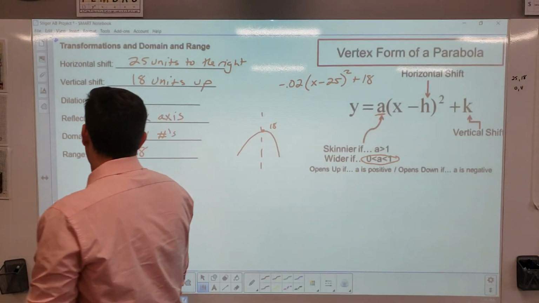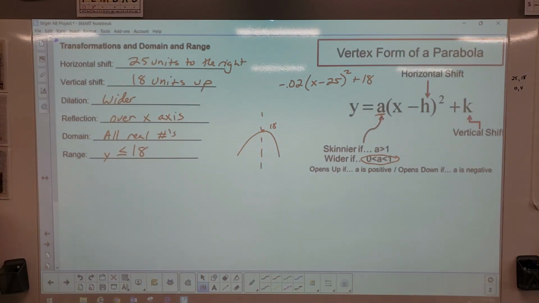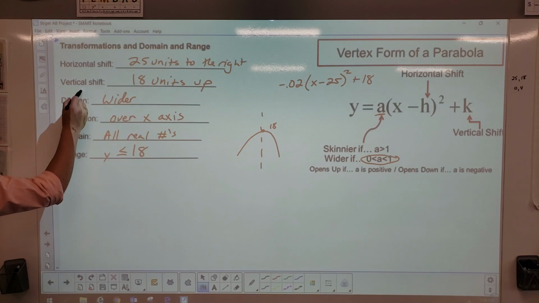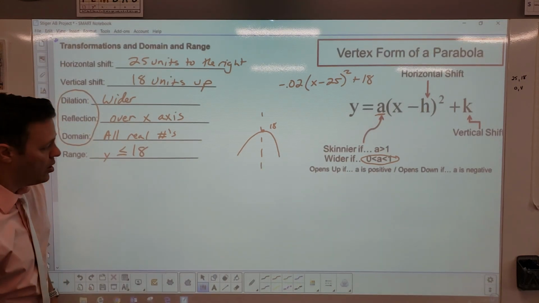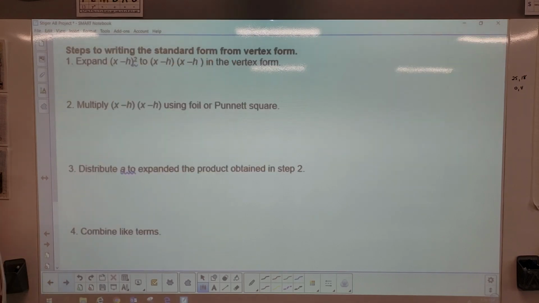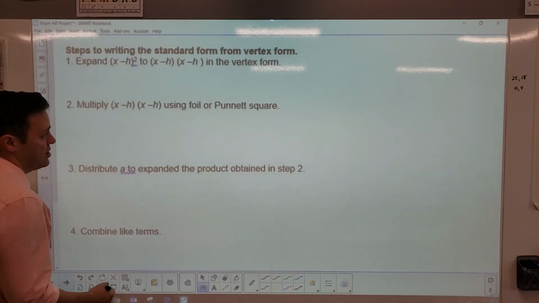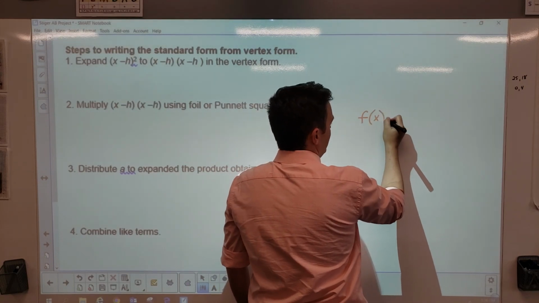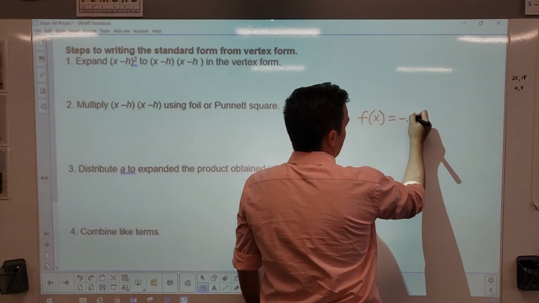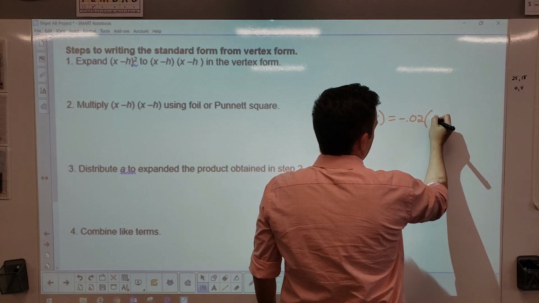That would be something you'll learn in Algebra 2. Okay, so here's your setup. Just to let you guys know, these three things right here, they won't change. They'll all be the same. All right, next what you do is you take your vertex form. So once again, here's my vertex form. And you're going to create a standard form equation, okay?